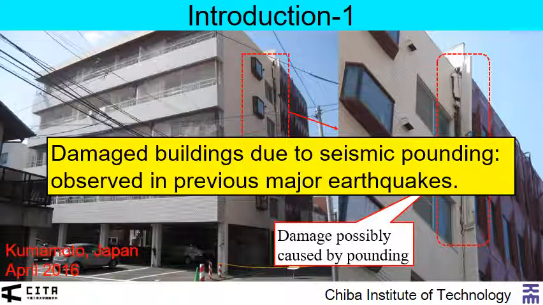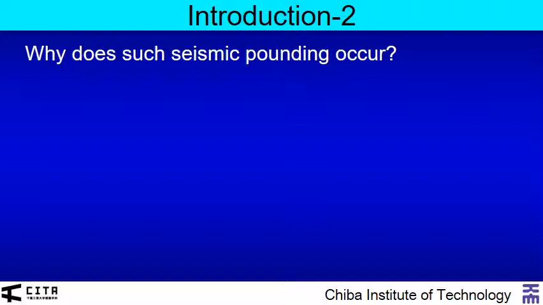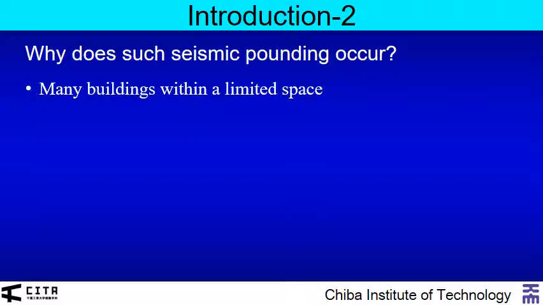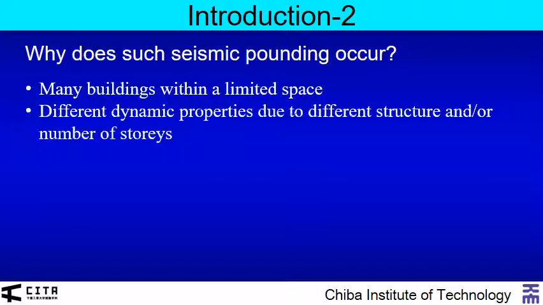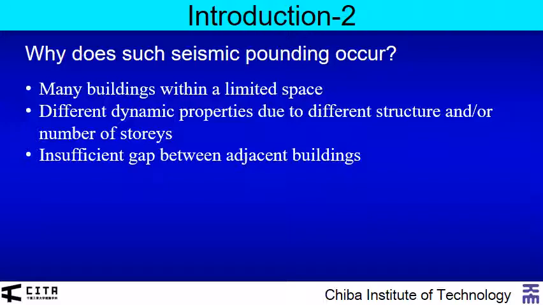Such damaged buildings due to seismic pounding have been observed in previous major earthquakes such as the 1985 Mexico earthquake and the 2011 Christchurch earthquake and so on. So why does such pounding occur? In the downtown of major cities, there are many buildings within a limited space. The dynamic properties of those buildings may be different due to different structure and/or number of stories. And also, the gap between adjacent buildings may be insufficient.